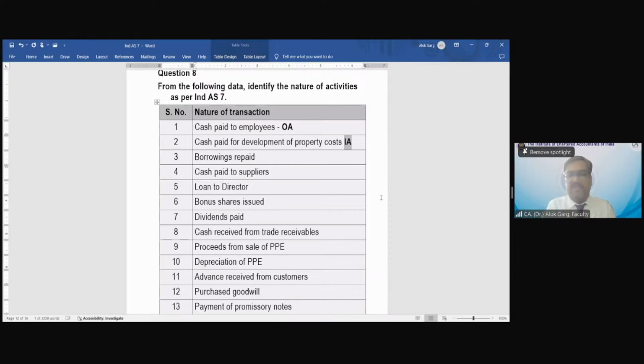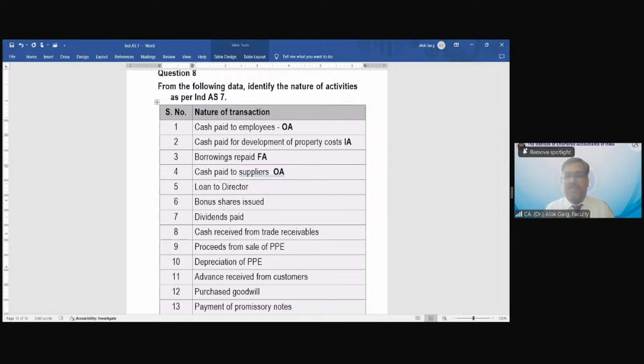Borrowings repaid. You had taken a loan. Financing activity. Very good. Cash paid to suppliers. Operating activities. You paid to suppliers for your purchases, for your expenses.